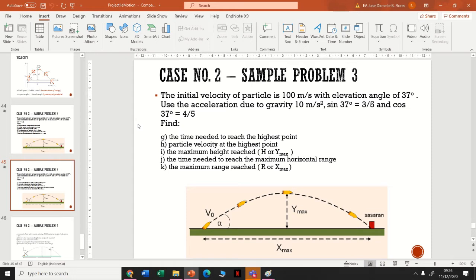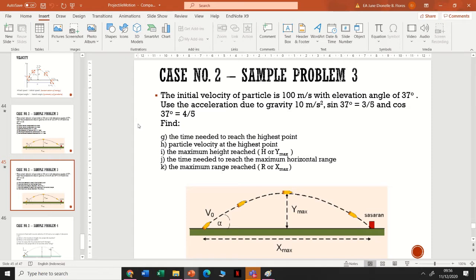And after that one, I will also be discussing case number 3, sample problem number 5, just to give you an idea of how we can solve case number 3 kind of projectile motion.